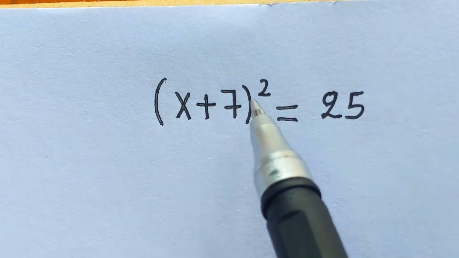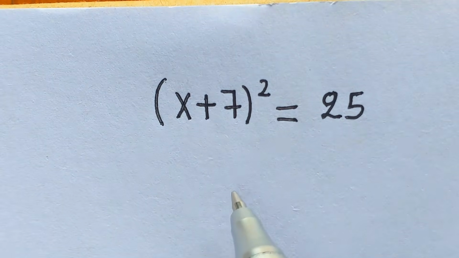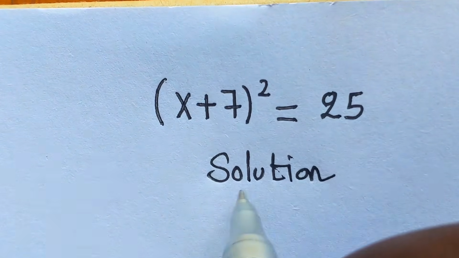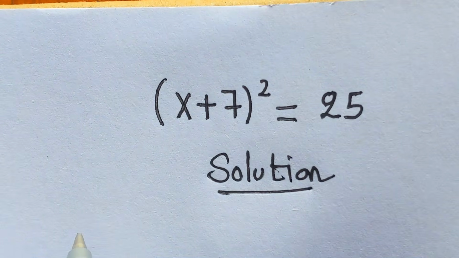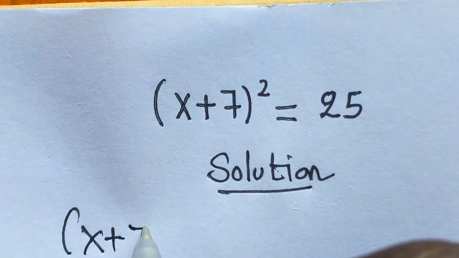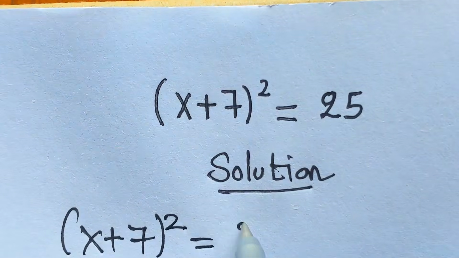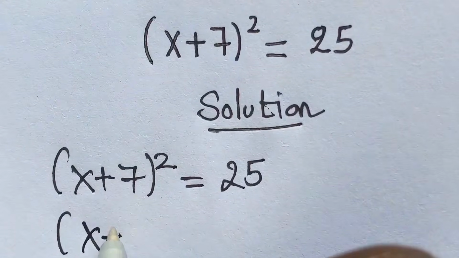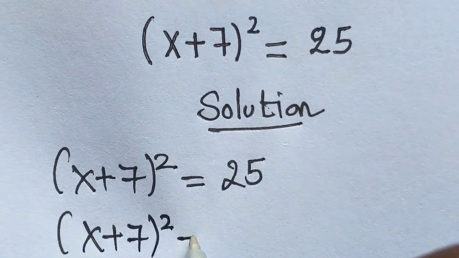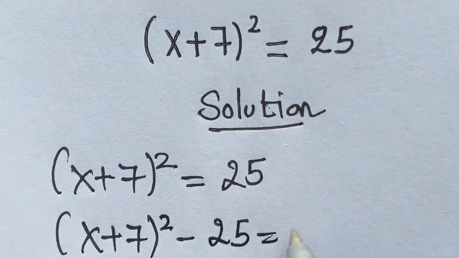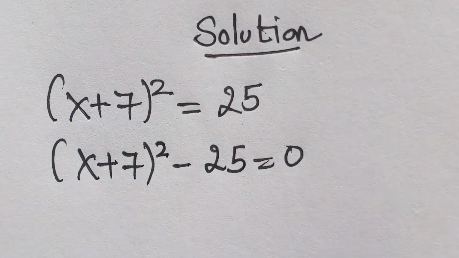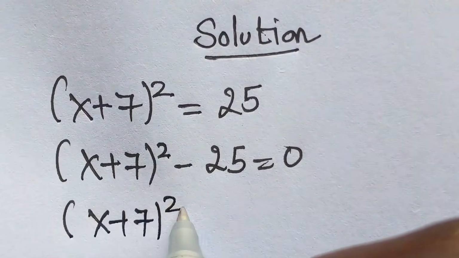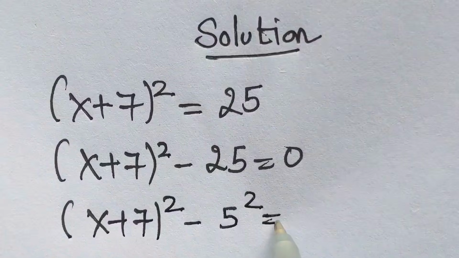x plus 7 to the power of 2 equals 25. So let's provide the solution very quickly. The first thing is to copy x plus 7 squared equals 25. So we have x plus 7 squared minus 25 equals 0. Okay, so here we are supposed to do this: x plus 7 squared minus 5 squared equals 0.